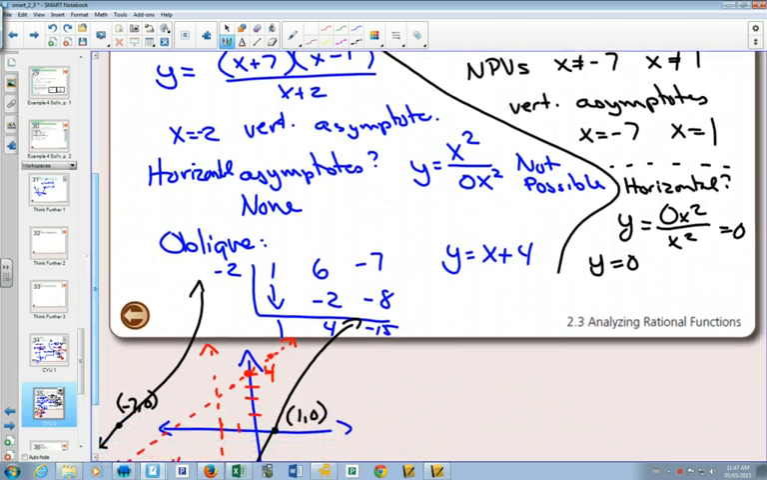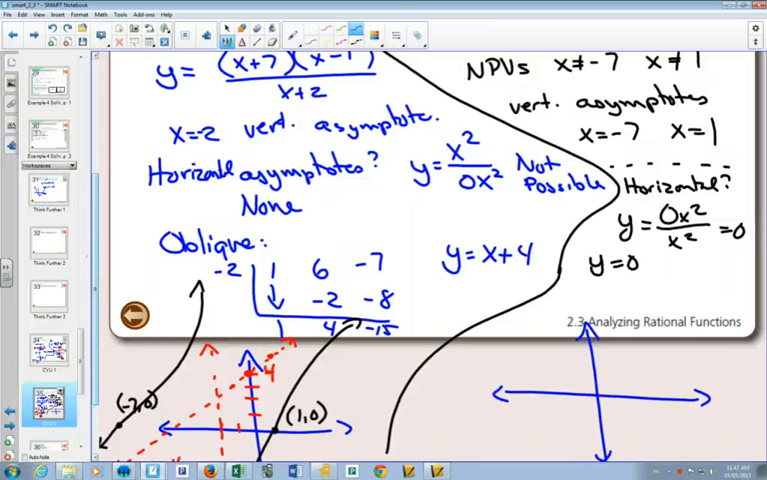And so now for this one, if you were going to graph it, start with your asymptotes at x equals -7 and x equals 1 and y equals 0.